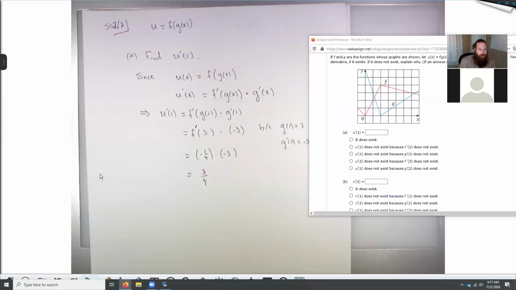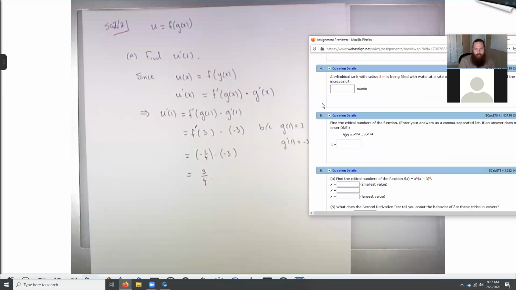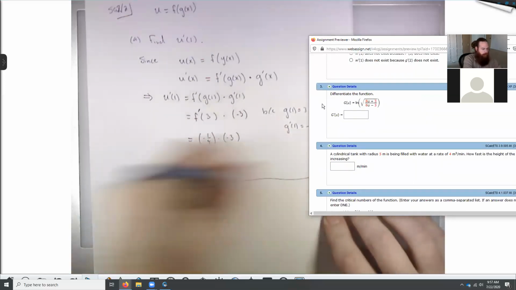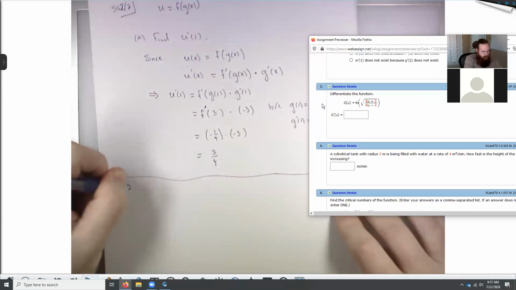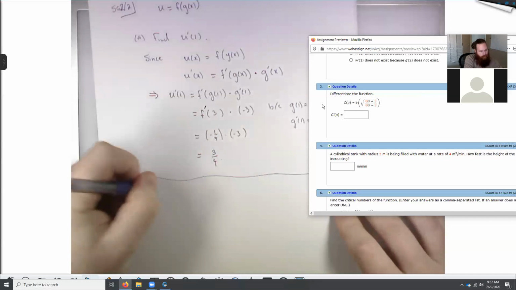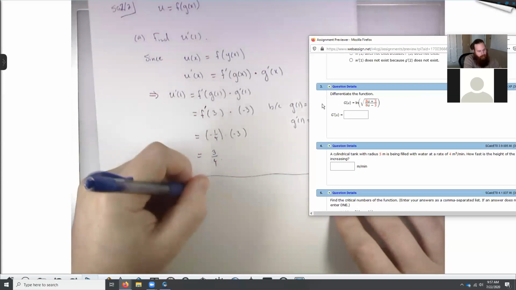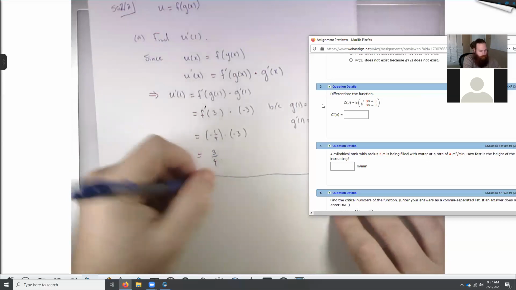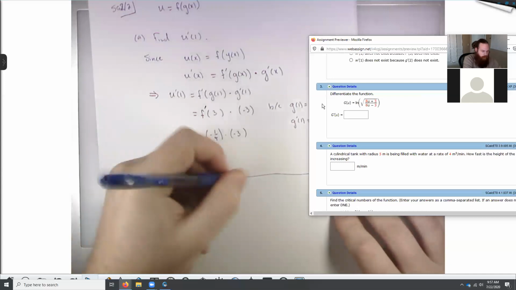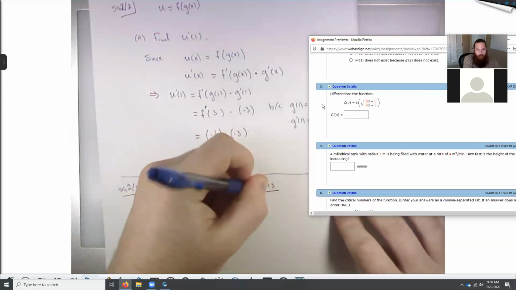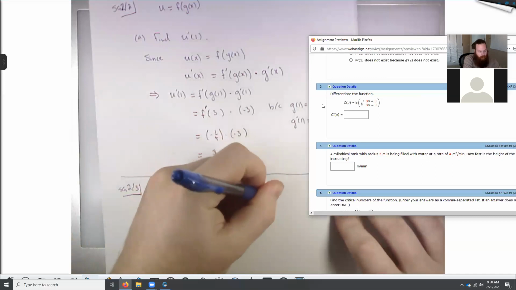Okay. So we also wanted to see 3 and 5 from the study guide, 3, 5, and 10. 3 asks us to differentiate g of u equals the natural log of the square root of (8u plus 3) over (8u minus 3).